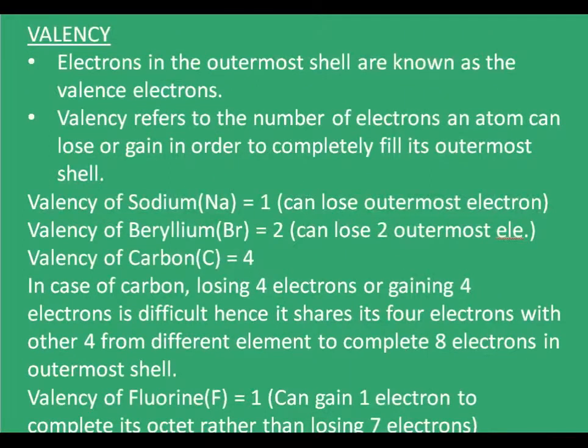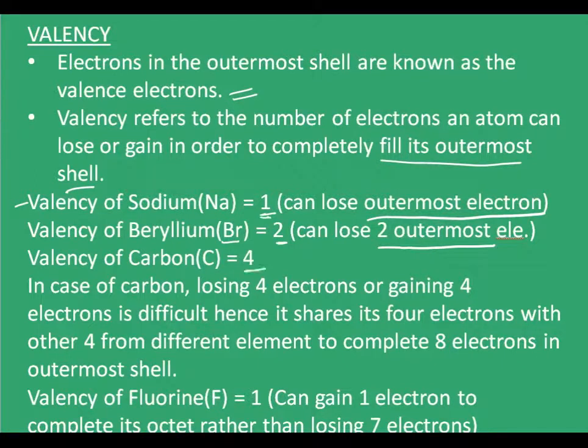Now let's look at an important term, valency. Electrons in the outermost shell are known as valence electrons. Valency refers to the number of electrons an atom can lose or gain in order to completely fill its outermost shell. In the case of sodium, the valency is 1, that is, it can lose its outermost electron. The valency of beryllium is 2, that is, it can lose 2 outermost electrons.